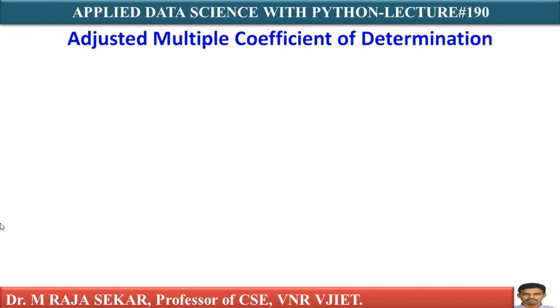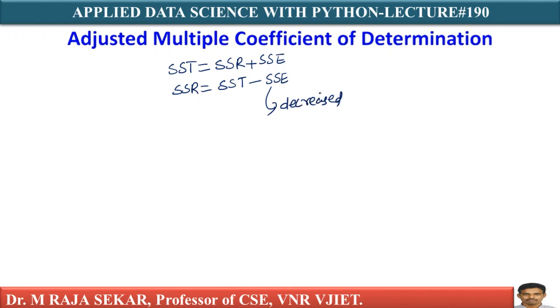In my previous lecture, we already discussed this relation. What is my SST? SST equals SSR plus SSE, isn't it? How will I get this SSR? SSR equals SST minus SSE. What happens if I add an independent variable? What we observed is that the SSE value decreased. After adding the independent variable, number of deliveries, the SSE value decreased. What does it mean? If SSE is decreased, SSR will increase.